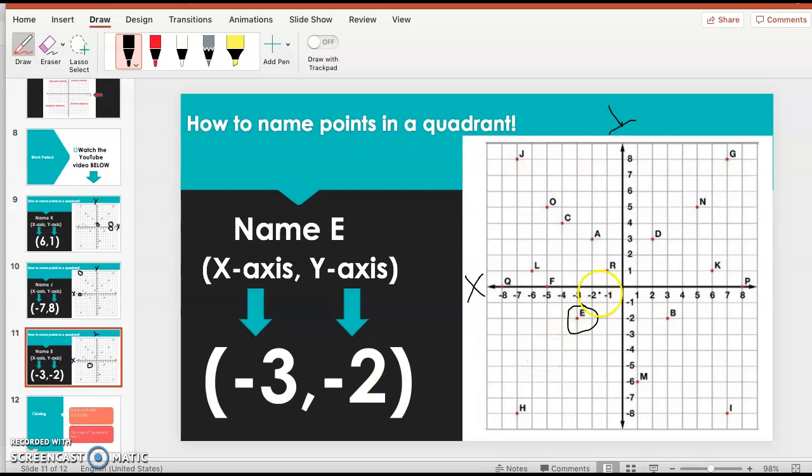And then we want to see what is on the Y, how far down it is. 1, 2, -2, -2. So we write -2 down, okay?